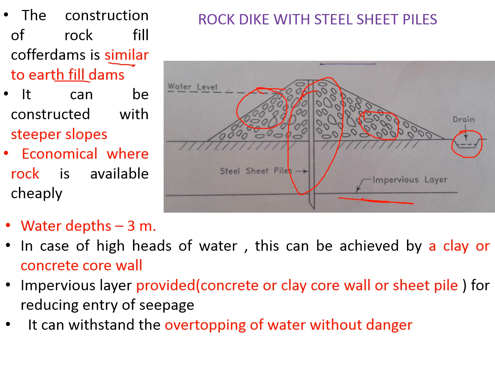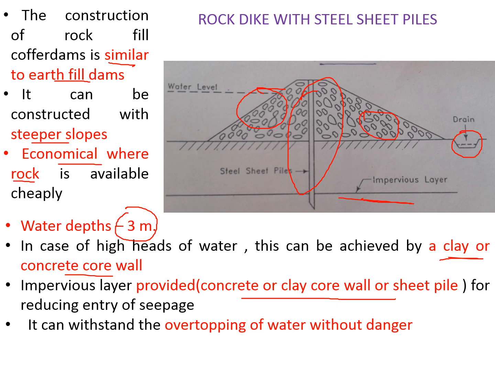It can be constructed with the steeper slope as compared to the first one, and it is economical where rocks are available cheaply. It may be utilized up to depth of 3 meter, and in case of high head of water, this can be achieved by clay or concrete core wall, and impervious layer provided in the form of sheet pile. So here this figure shows rockfill cofferdam with sheet pile.